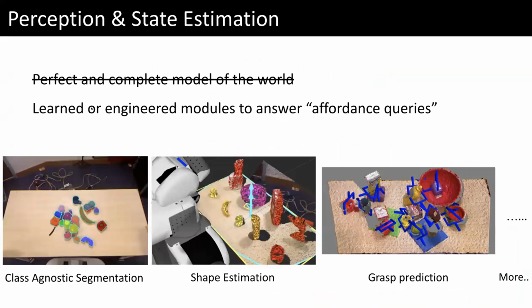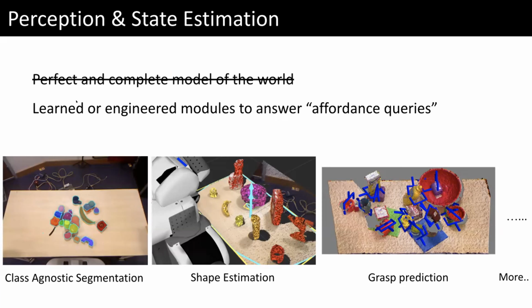The key insight here is that you don't need to perform a reconstruction of the entire world state. You only need answers to a set of affordance queries that access the perceptual modules. For example, if the goal is to pick up a banana, then you don't need to reconstruct or think about what the shape completion is for a particular chair in the room. You don't even need the reconstruction of the shape of the banana. You only need a 6D grasp of the banana. That's the only affordance query you need.